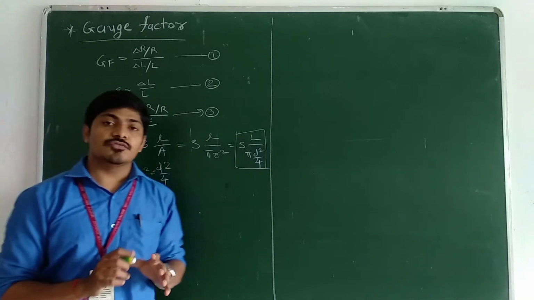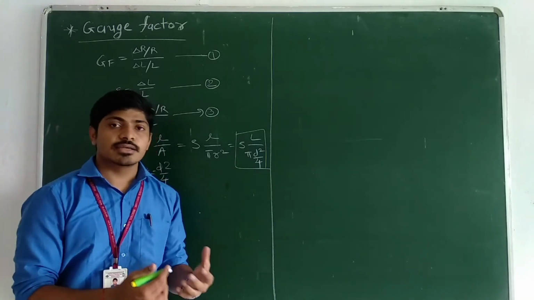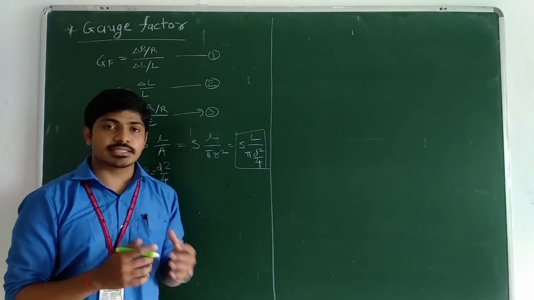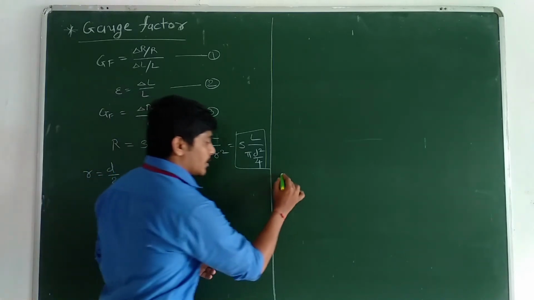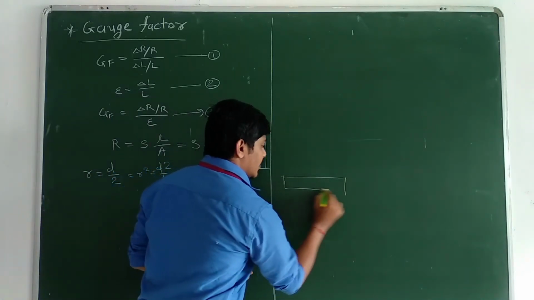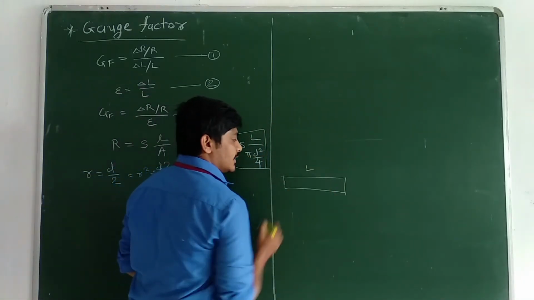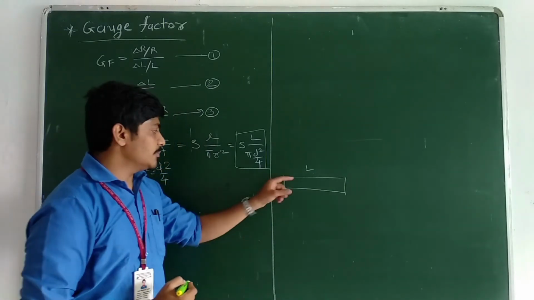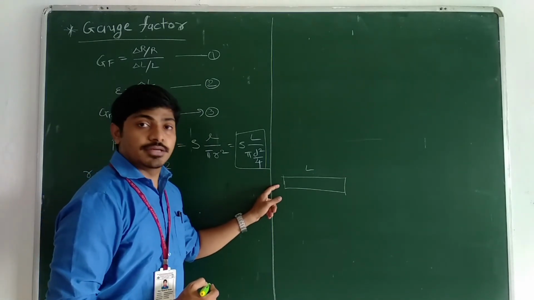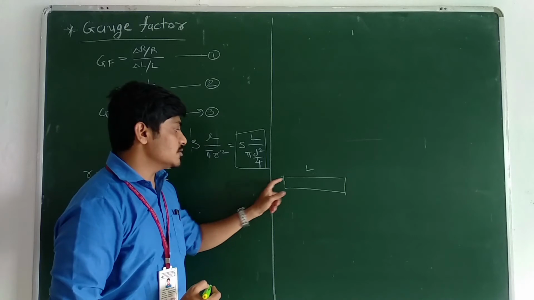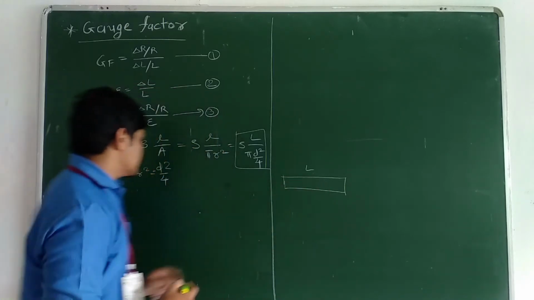Now suppose we are applying some amount of force, let's say a strain type of force. At that time, what's going to happen? If we have our conductor and we are applying a strain type force, its length is going to be increased, and at the same time its diameter is going to be reduced, right? Its diameter is going to be reduced and its length is going to be increased.